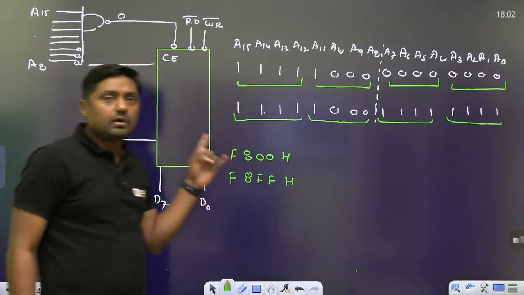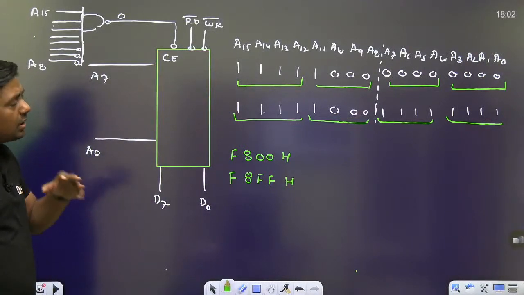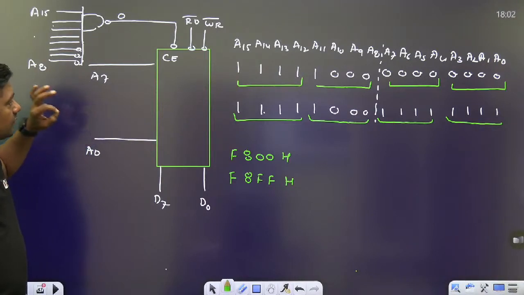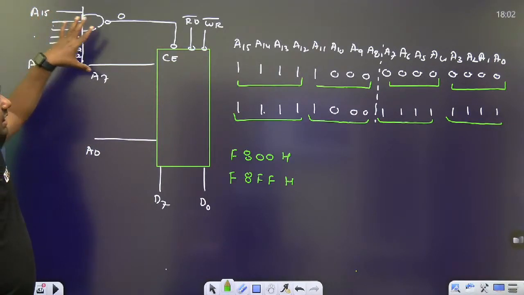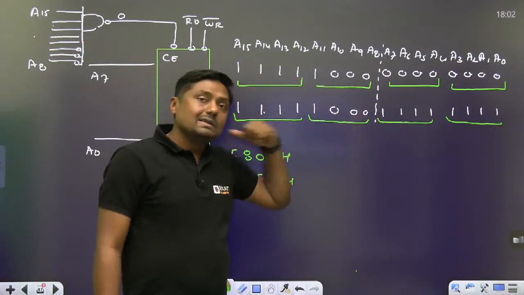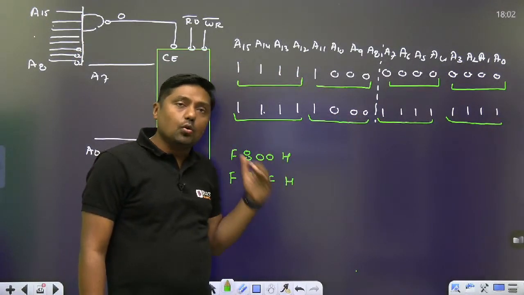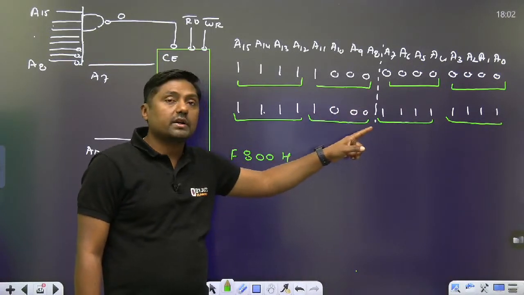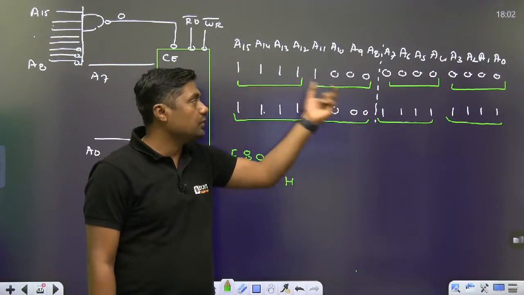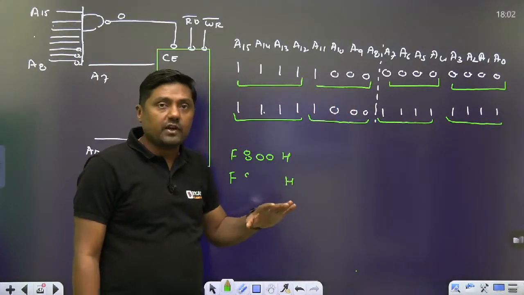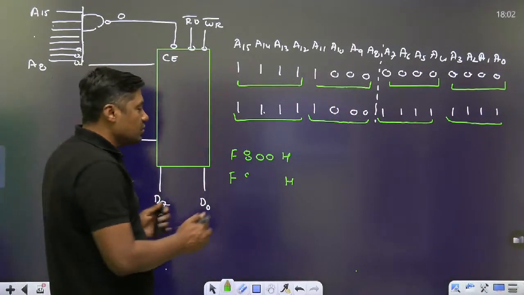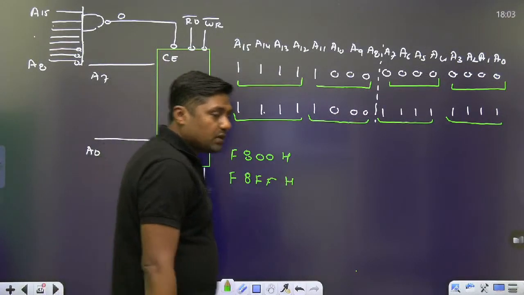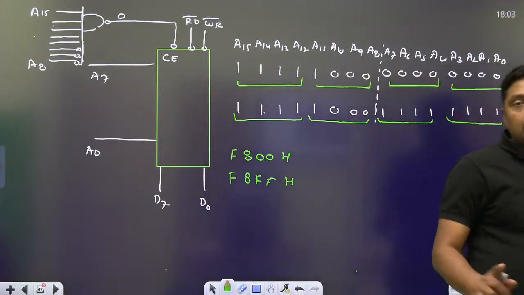I think now it is clear. If you have any doubt, you can put any doubt related to that. What is the method? First of all, get the higher order address. Higher order address will remain the same. Then write the lower order address: first lower order address is all 0, then the last lower order address is all 1. Make the group of 4 to convert it into hexadecimal, and finally you will get the answer F800 to F8FFH. Okay, that is the case, right?